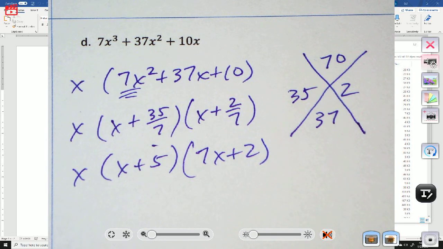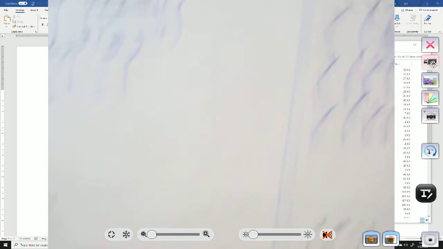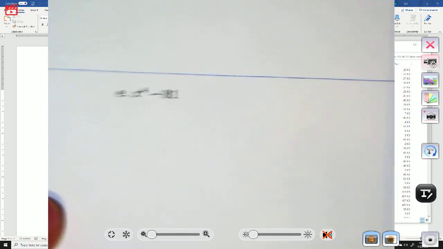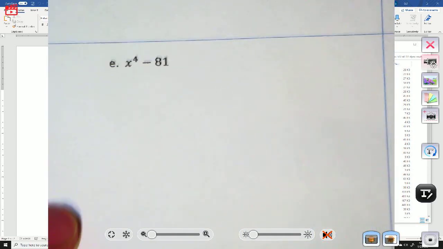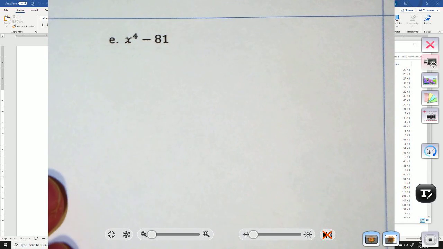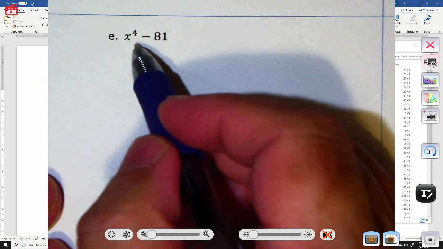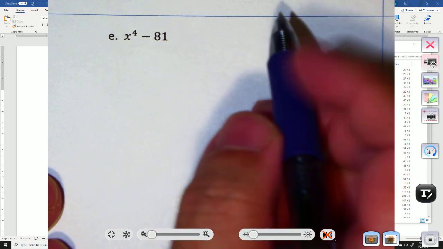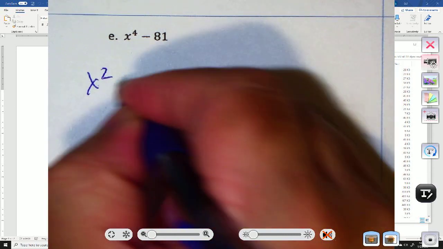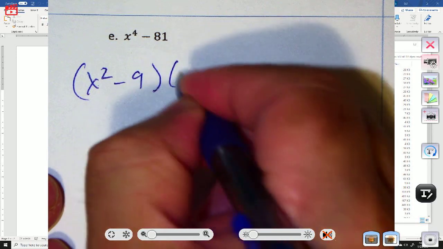E. We got x to the 4th minus 81. So that's an even exponent, so that's a perfect square. 81 is a perfect square. So that means you can do the difference of two squares. So you got x squared minus 9, x squared plus 9, right?